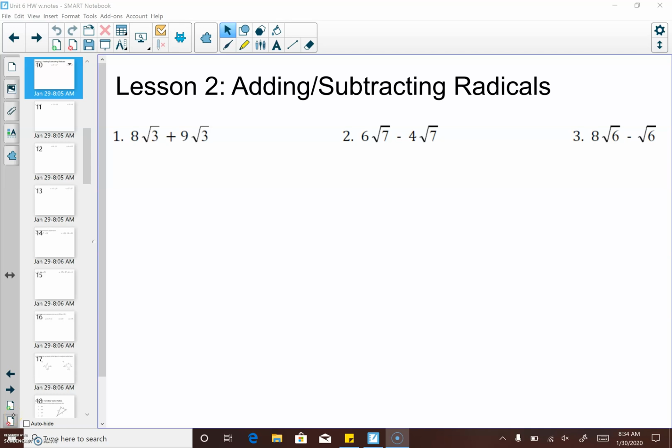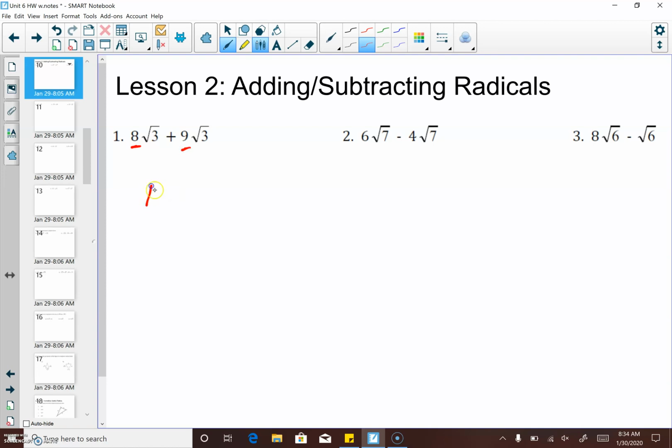For lesson 2 on adding and subtracting radicals, we want to make sure that we are always adding and subtracting our coefficients of our like terms, which are ones with the same radical, but then not actually changing our radicals. So if we look at the first 3, they all have the same radical. So the first thing we want to do is just get into our adding and subtracting of our coefficients.